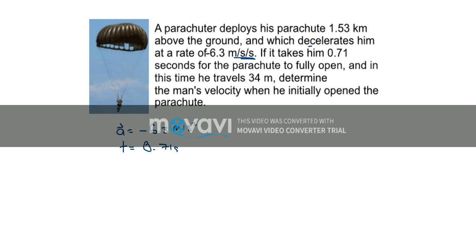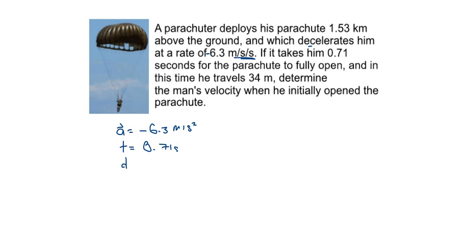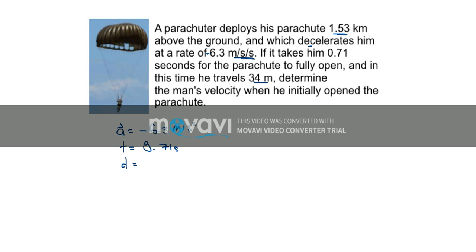It says he travels 34 meters, which is a distance. But wait, this 1.53 kilometers is also a distance. So that's a little perplexing, right? What do I do when I got two distances? And this is really the essence of physics, is that it's not just math. Yes, math is a big part of what we do, but a lot of it is problem solving and understanding scenarios and being able to interpret what's going on.